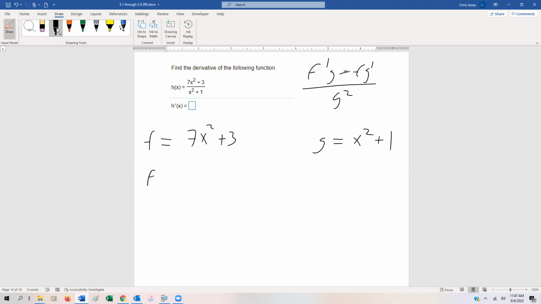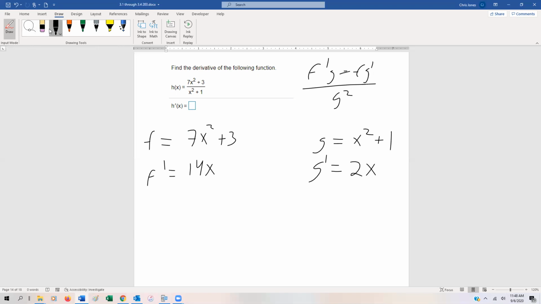And so for f prime, we're going to use our power rule. 7 times 2 is 14, 2 minus 1 is 1, so 14x. For g prime, the derivative of x squared: 2 times 1 is 2, 2 minus 1 is 1, and we don't write 2x to the first, we just write it as 2x. The derivatives of this 3 and this 1 respectively are both 0.